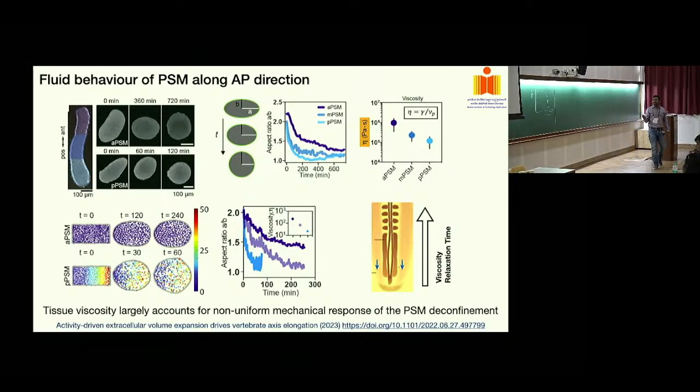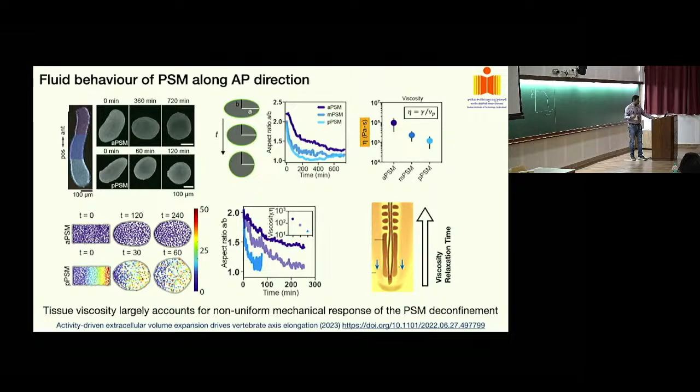It has a similar trend to what you observe here in the experiments also. So basically, if you go from the posterior to the anterior end, your viscosity increases. Also, the corresponding relaxation time to relax to a spherical structure also increases. So this changing tissue viscosity largely accounts for the non-uniform mechanical deformation, the pear-shaped structure you remember. That can be directly attributed to viscosity.